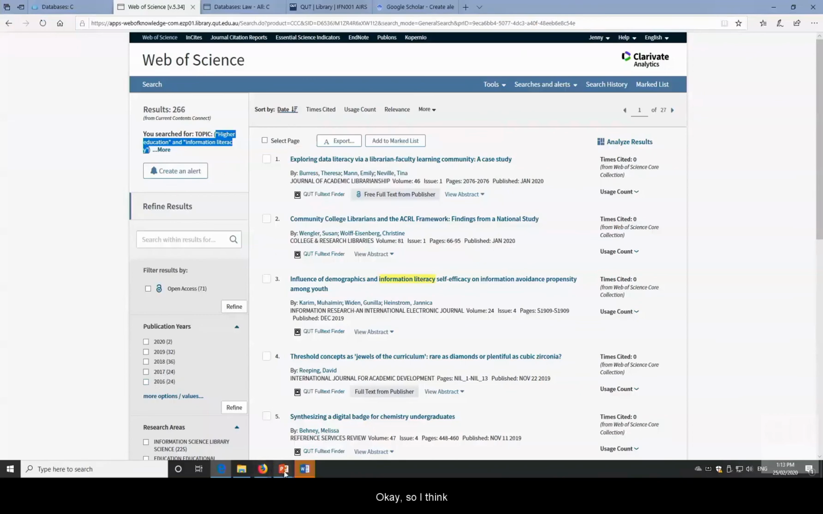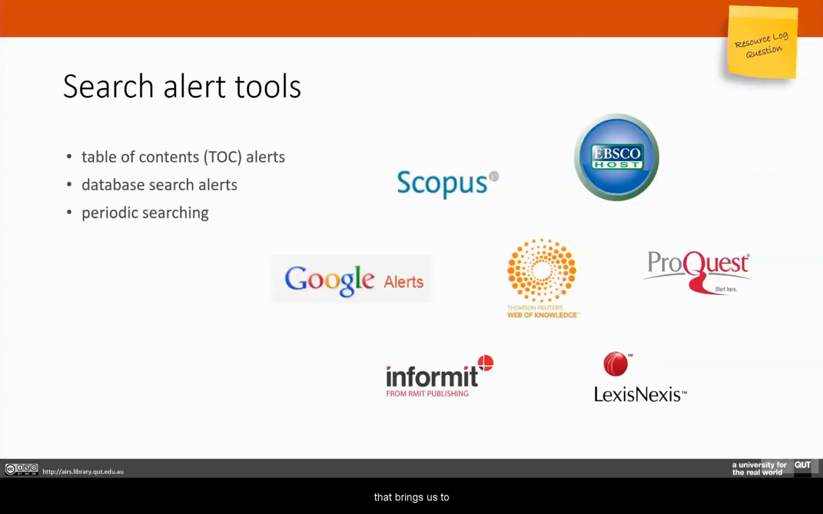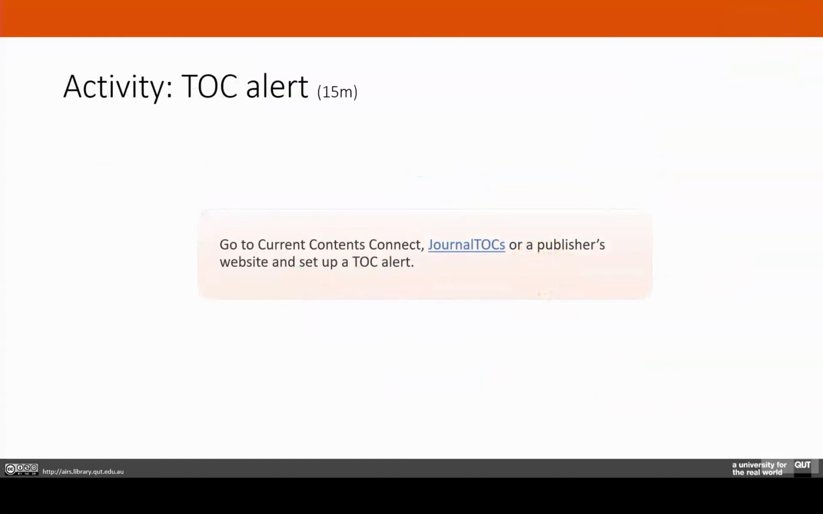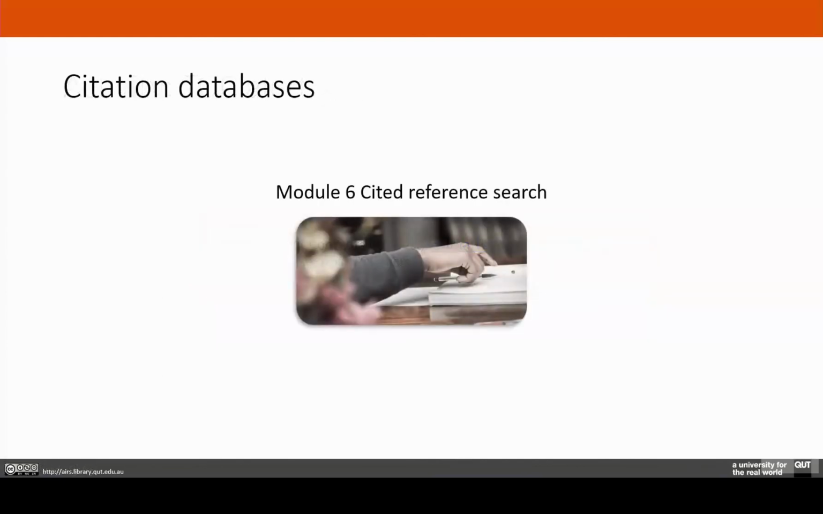Okay, so I think that brings us to the fact that there is an activity. If you wanted to create a table of contents alert, please do so in either Current Contents Connect, if you didn't follow along with me, or there is JournalTOCs as well, or any of the publishers' websites, and set up a table of contents alert.